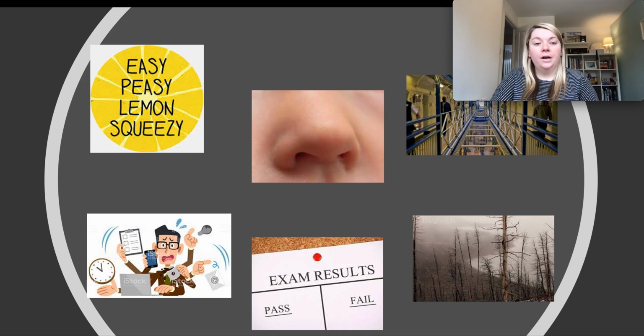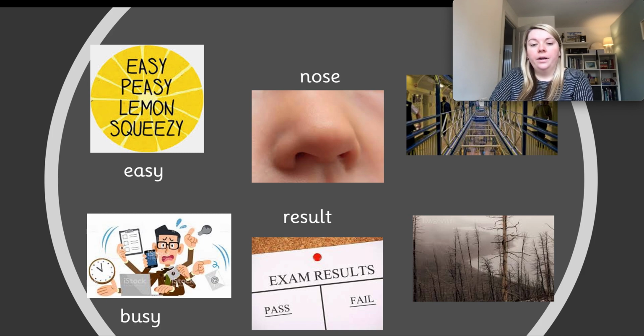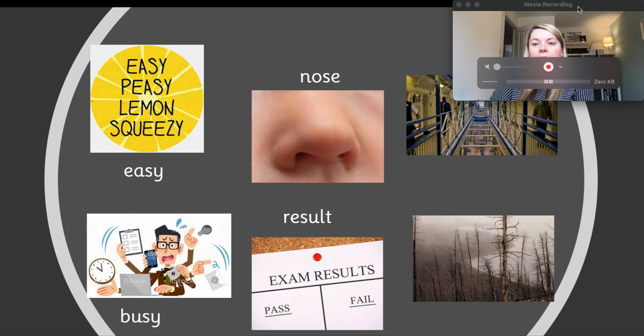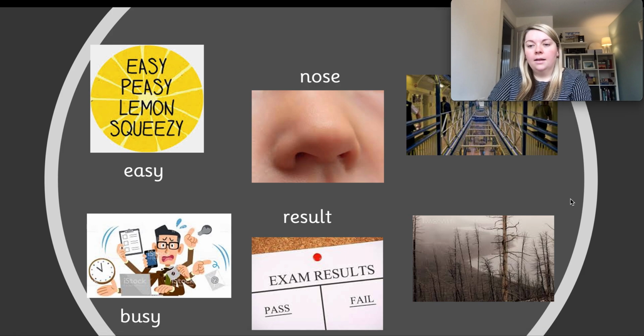So the first mild word, it says easy peasy lemon squeezy on the image. The word is easy. The next word, I would like to know all your guesses, but I can't hear them at the moment. The next word is busy. The next one is nose. The next one is result. The next one is, I'm not sure I can see that one, it's hiding, prison. And the next one is dismal. So in all of these words, the S makes a Z sound.